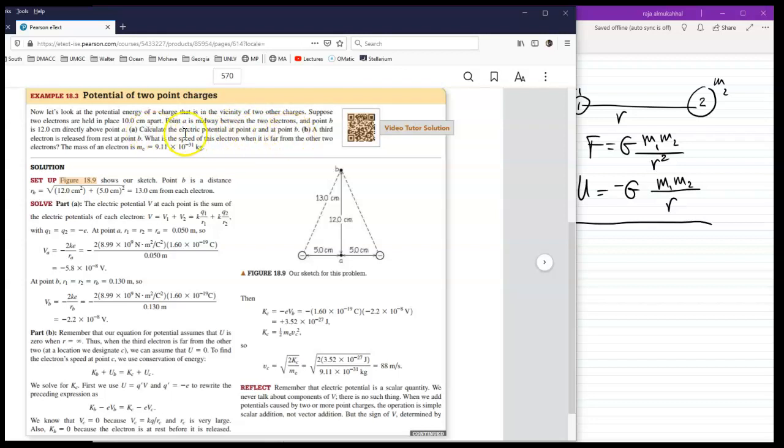Look what he said, calculate electric potential. What does that mean? He's not calculating the potential energy, but the potential, which means the voltage, V. You got that? Okay, so how do we do it? Simple.